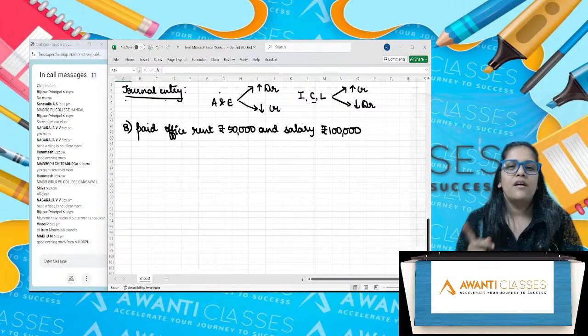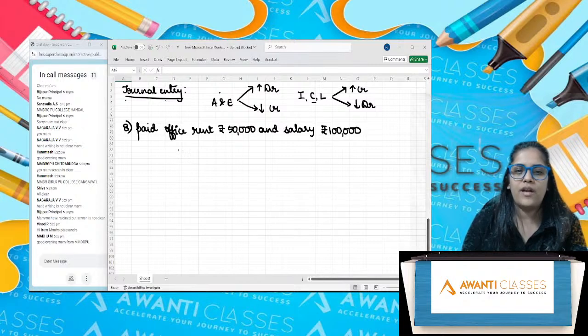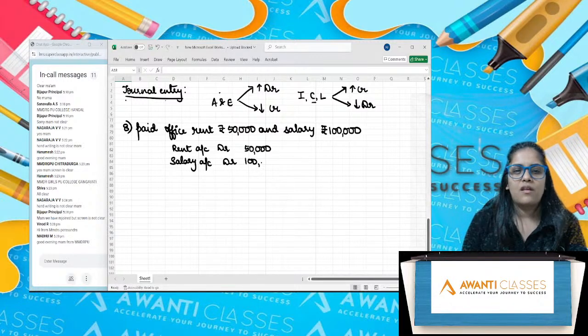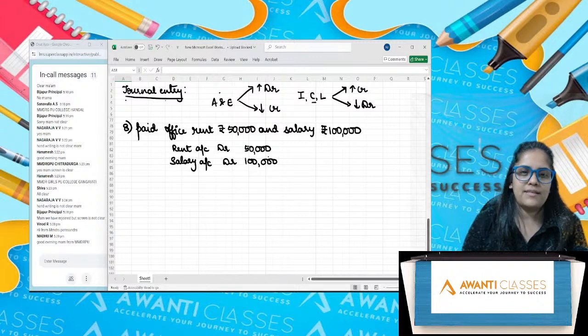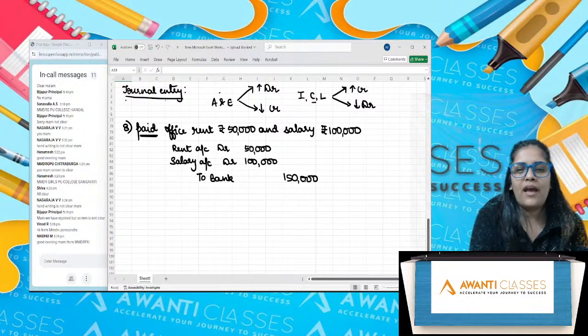Now understand, rent and salary both are expense. Okay? And expense should be debited. So entry will be rent account debit 50,000, salary account debit 1 lakh. Also, because you are paying the rent and salary, cash will decrease. So you write to bank 1,50,000.